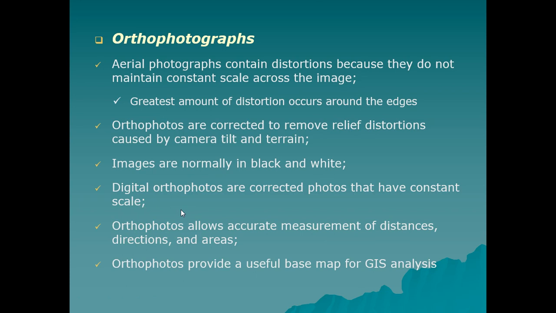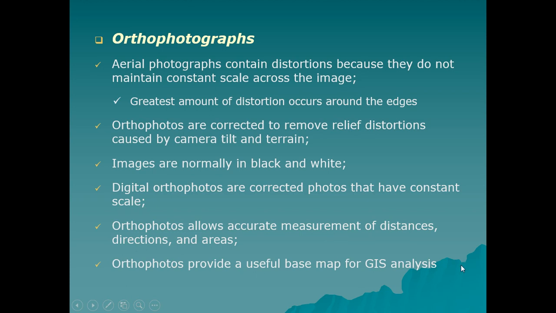Alright. Digital orthophotos, so that is really what the end product would be. It would be in a digital format. They are corrected to have constant scale, so those distortions have been removed. And that means that in this corrected state, it is now possible for you to extract accurate measurements of features such as distances, direction, and areas of features from that image. And this is the type of aerial photo that you would want to include in your GIS, an orthophoto.